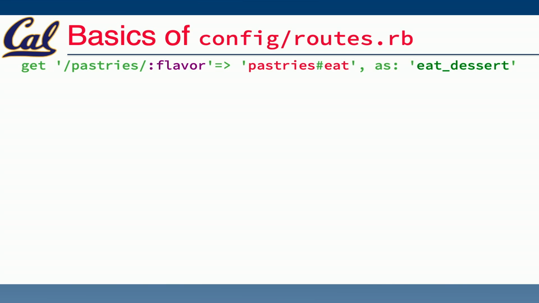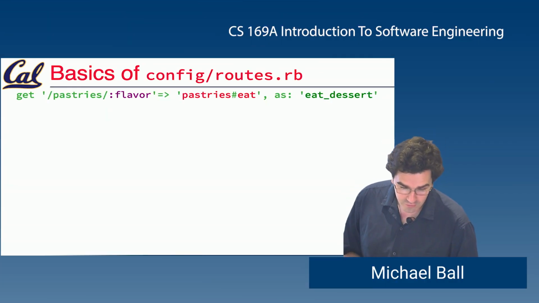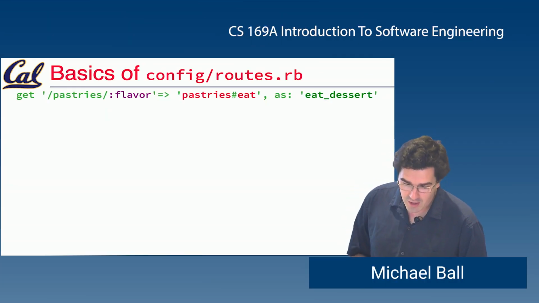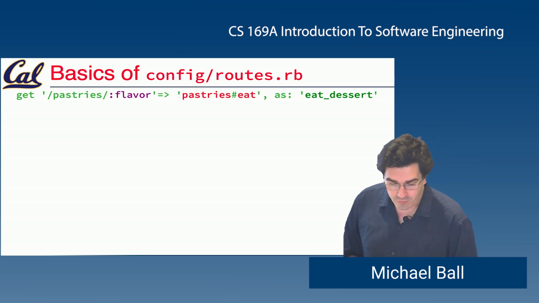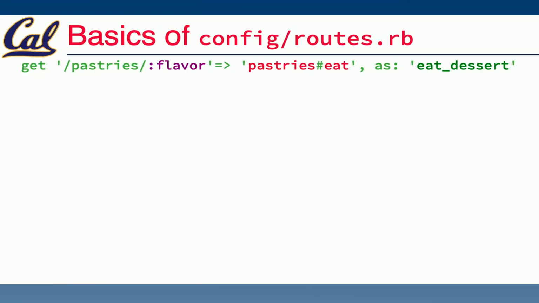So in this case, we have get pastries/:flavor. Again, a Ruby hash maps to pastries#eat. If we say hash, note there are two kinds of hashes, right? This is a Ruby hash. This is the hash symbol as: eat_dessert.